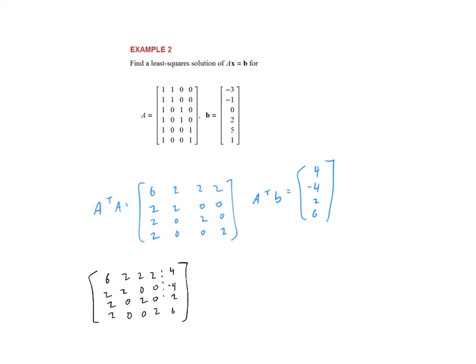Maybe put a dotted line there if you want. But when you type this into your calculator, you get that this is row equivalent to 1, 0, 0, 1, 3. There's my dotted line. 0, 1, 0, negative 1, negative 5. And then 0, 0, 1, 1, negative 2.